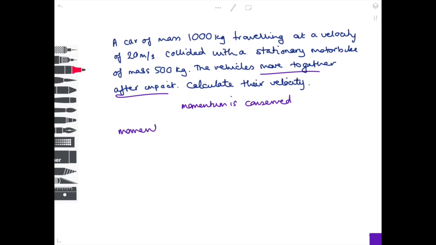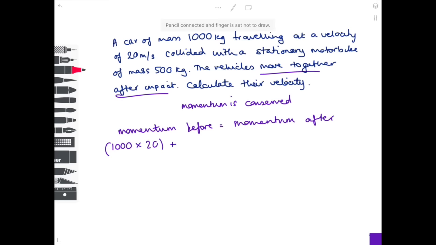Momentum before equals momentum after. So let's have a look at momentum before. What is the momentum of the car before? Well, it's its mass, which is 1,000, times its velocity, which we've told is 20 meters per second. The motorbike has a mass of 500 kilograms, but its velocity is 0 because it is stationary.